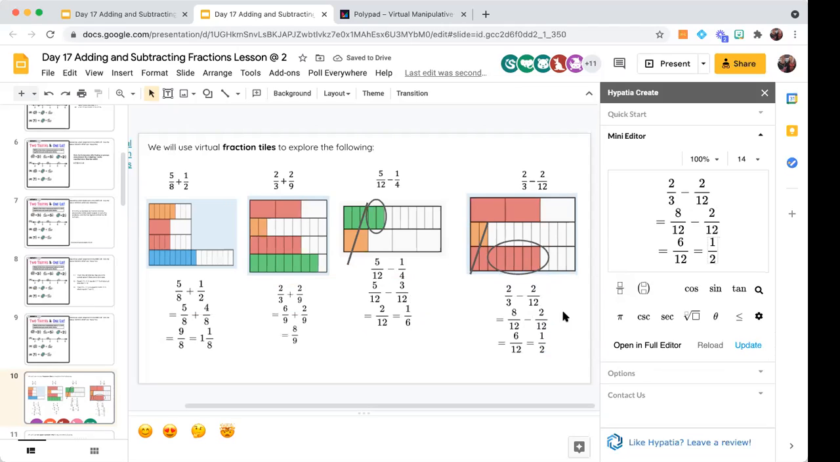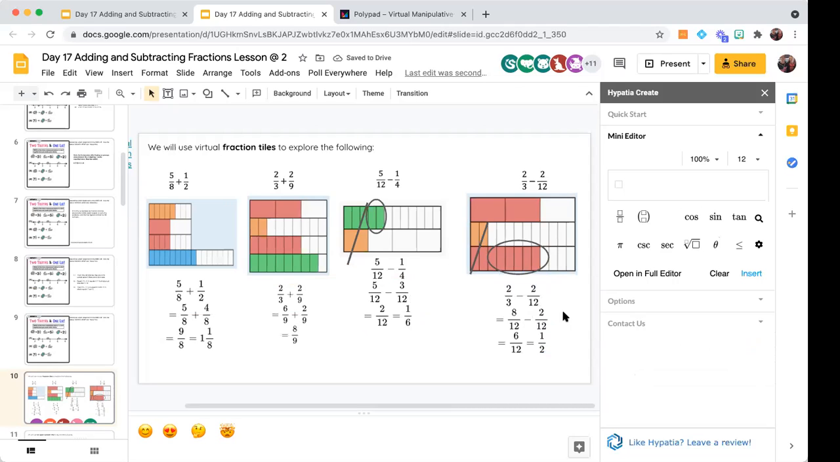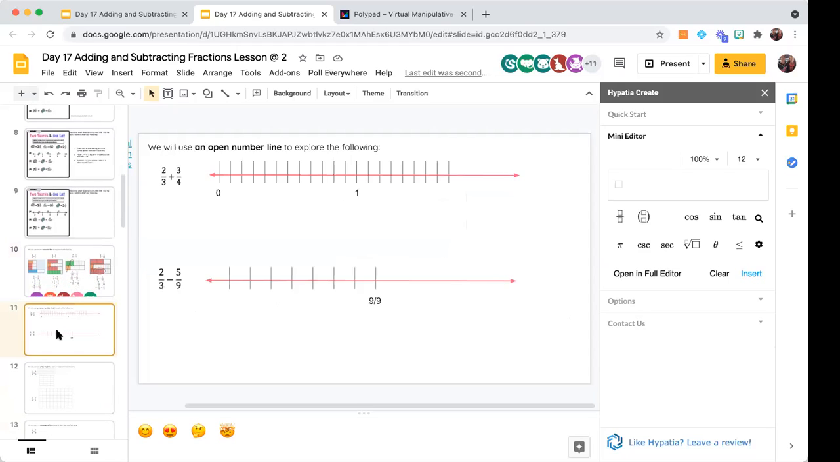So using fraction tiles is a great method because it can allow you to see the size of some fractions and also can help you find the common denominator themselves, which, as we know, is a very intricate woven piece to fractions when we're adding and subtracting. So let's head down to slide 11, either on your own screen or my screen.